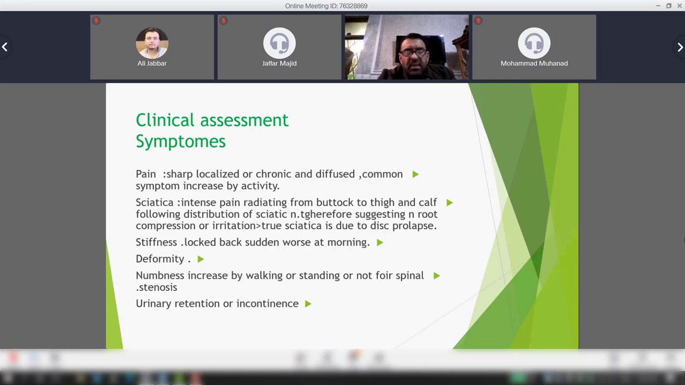And part of the pain is the sciatica. Sciatica: intense pain radiating from the buttock.